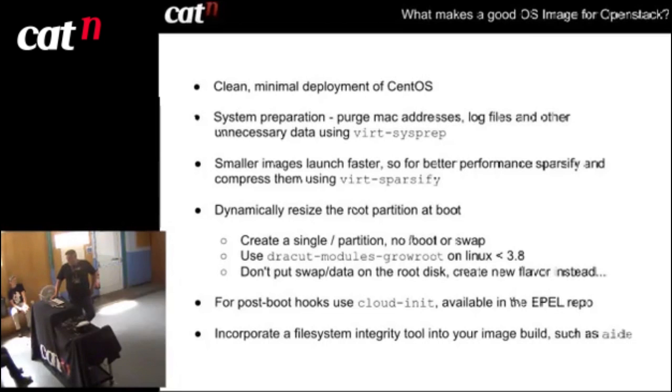Obviously, smaller images are going to launch faster. So for the best performance, you definitely want to sparsify your images, i.e. make sure that you don't have lots of unused blocks in your disk image. Sparsify is a tool for making those unused blocks not actually take up any space in your image. Then you can also compress your images as well, which will take them down even further, and there's a tool for that, again part of the same libguestfs toolkit, called virt-sparsify.